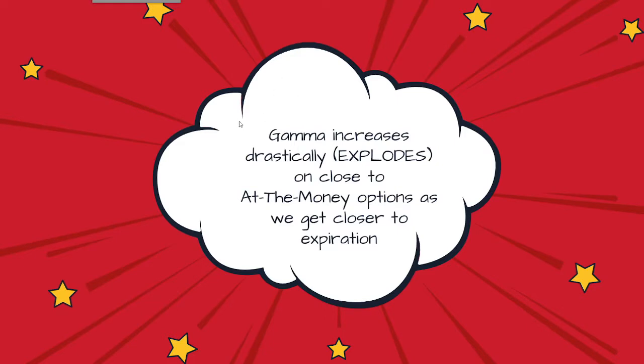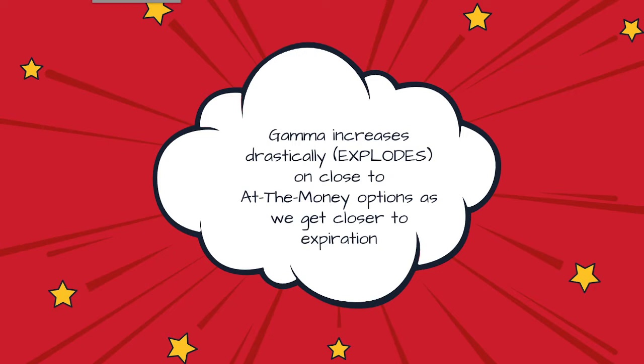Now, here's the thing about gamma. Gamma increases drastically on close to at the money options as we get closer to expiration. Remember back in the day when the VIX was a little bit lower? Remember how we used to play those 0 DTE SPY calls and puts? For those of you who've been with me for a while now, what you were really doing was taking advantage of how gamma affected delta in the last 30 minutes of the day on expiration days. That's really what we were doing. We were just taking advantage of that gamma explosion.